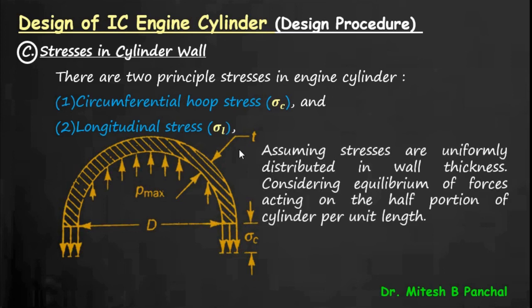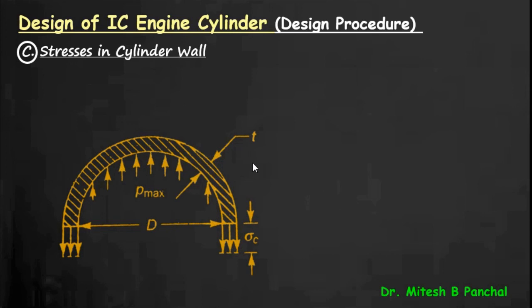To estimate the stresses, we have to assume the stresses are uniformly distributed in the wall thickness, considering the equilibrium of forces acting on half of the portion of the cylinder per unit length. Here we have to consider half portion of the cylinder of unit length, where the stresses are uniformly distributed over the thickness T. So let's start with the estimation of circumferential stress, that is sigma c, or hoop stress.